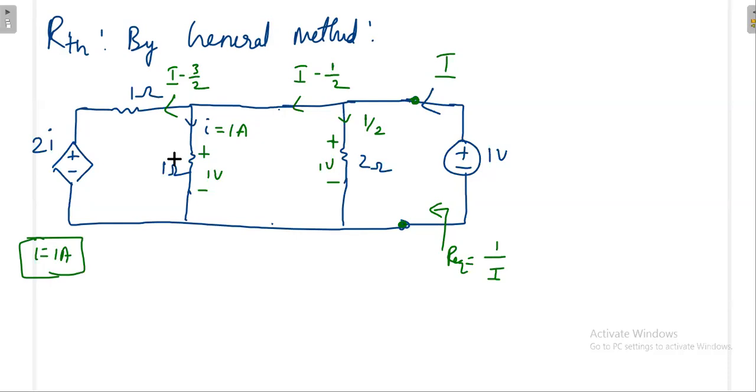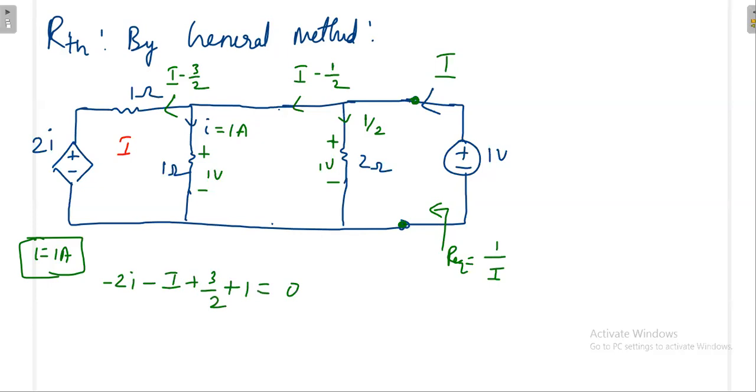Now I know what is I, because that value is 1 ampere. If I apply the KVL, you can apply KVL anywhere, but that equation should consist of I, because finally we need I. Please don't apply the KVL here, that is useless, because you will not get I once you apply the KVL here. You can apply either here or in a full manner. Now I will apply the KVL here: minus 2I, minus I plus 3 by 2, plus 1 is equal to 0.